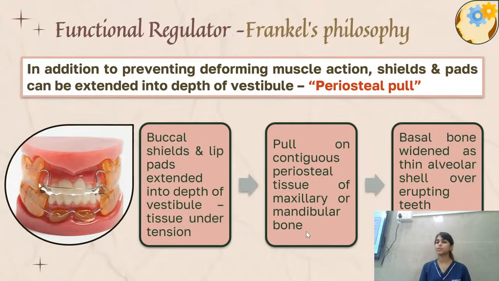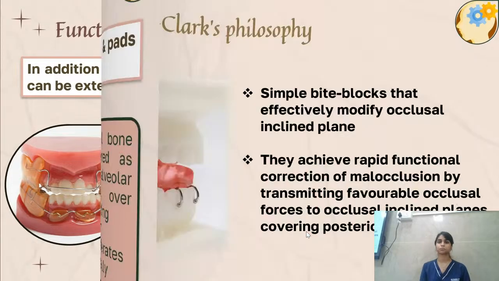Along with just the force elimination, he also ensured to include a periosteal pull by extending these buccal shields and lip pads into the depth of the vestibule so that the tissue can be under tension, which can cause pull on the contiguous periosteal tissue of both maxillary and mandibular bone, allowing basal bone widening as thin alveolar shell over the erupting teeth proliferated laterally.